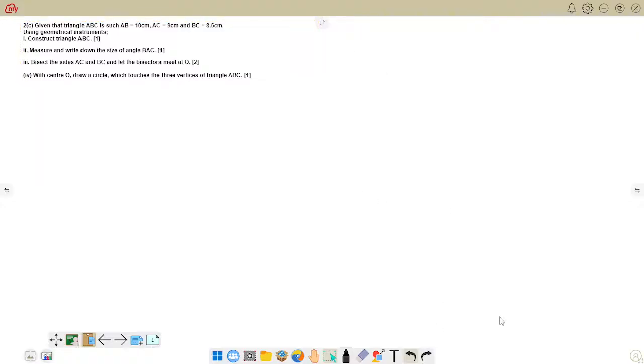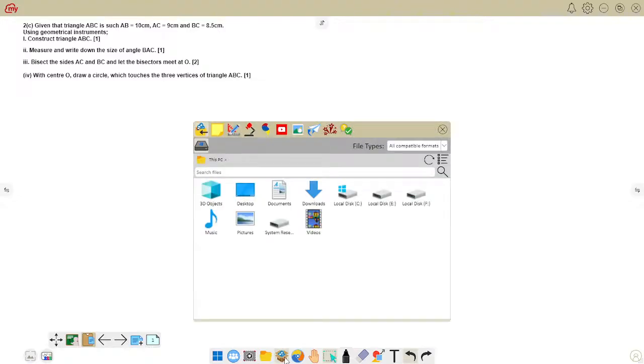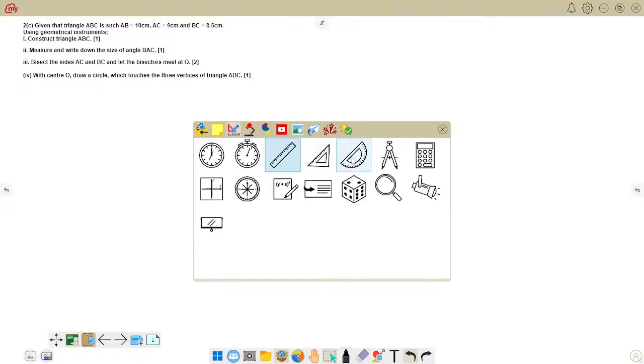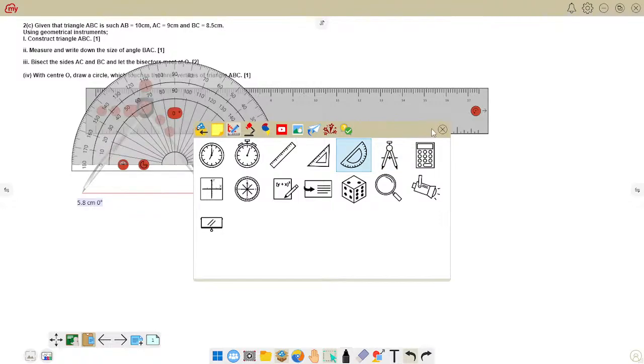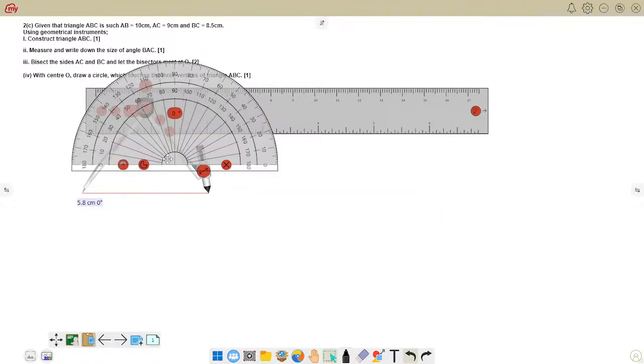Okay, so this is the question that came in. So what I want to do is I'm going to use the geometric instruments that are here. These are the ones that are going to help me to answer that question. So I'm also going to have a protractor there. Okay, so this is how you go about this question.